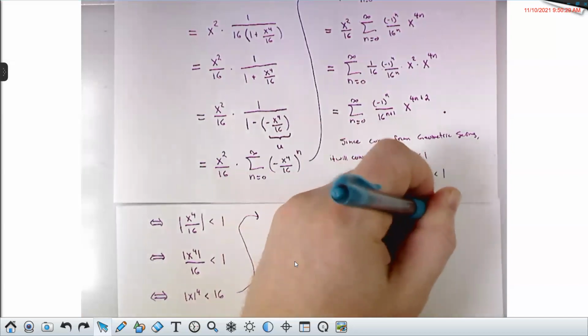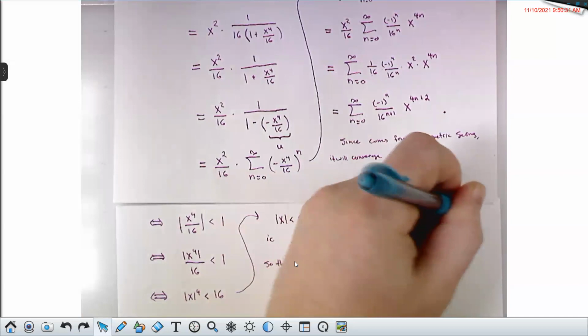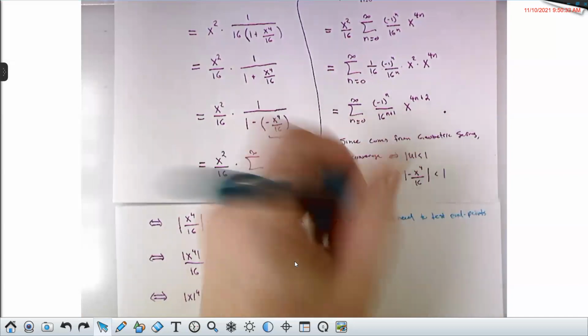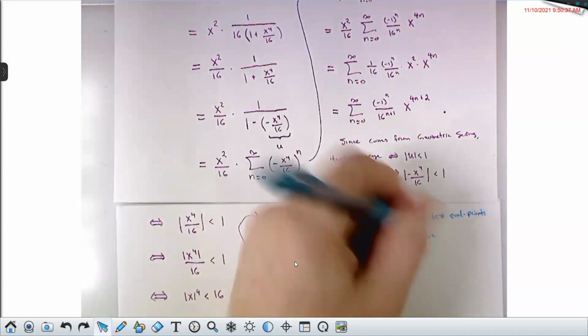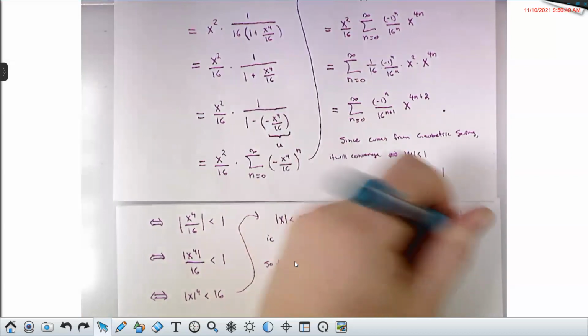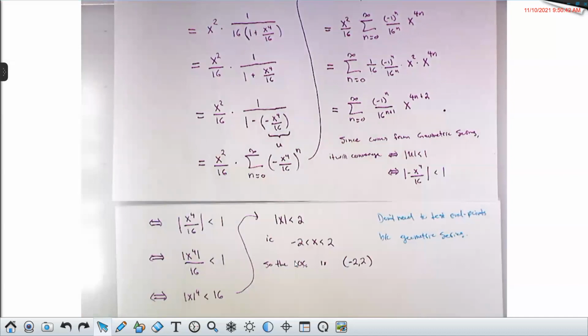Don't need to test the endpoints because this is a geometric series. Right? If I had done some calculus, if I integrated this, then I would need to test the endpoints because integrating that power series, I might pick one of them up. But as is, it's just a straight up geometric series. This might not look like a geometric series because we've rewritten it in this nice form, but look at it here.